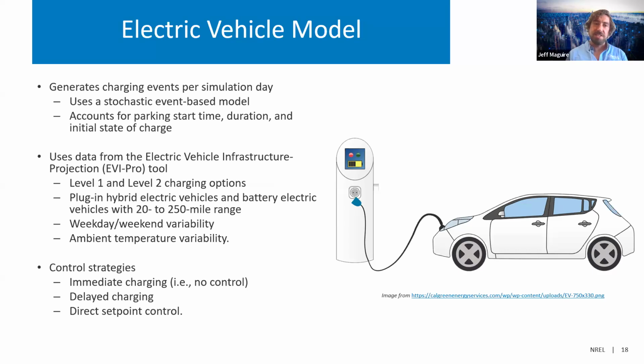Right now, we can account for level 1 and level 2 charging options, a few different vehicle types from plug-in hybrids to battery electric vehicles with different ranges to account for different battery capacities. There's also some variability to account for people using their vehicles differently on weekdays versus weekends, and the impact ambient temperature has on the battery in an EV. In terms of control strategies, we can do no control. So basically you get home and plug in immediately. We can look at delayed charging, and we can look at direct set point control. So we have a fair amount of flexibility in how you might want to control EV charging.